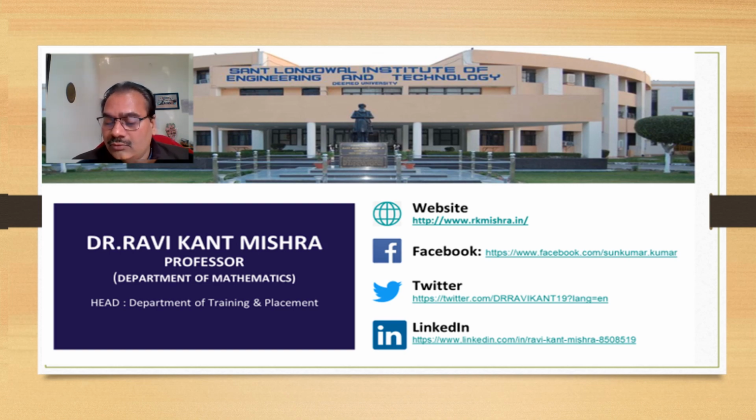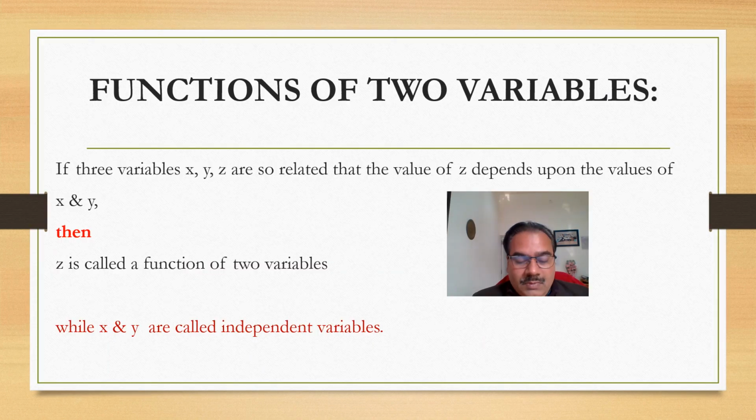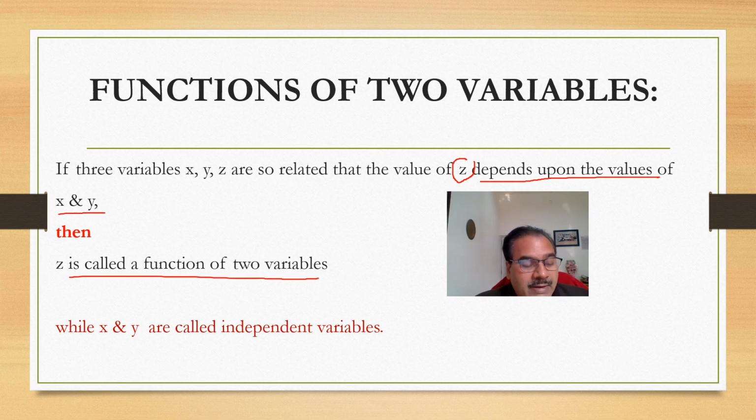Dear students, today we are going to discuss functions with two variables, or we may say functions with several variables. So let us look at what a function with several variables is. You may say a function of two variables arises if three variables x, y, z are so related that the value of z depends upon the values of x and y. Then z is called a function of two variables, while x and y are called independent variables.